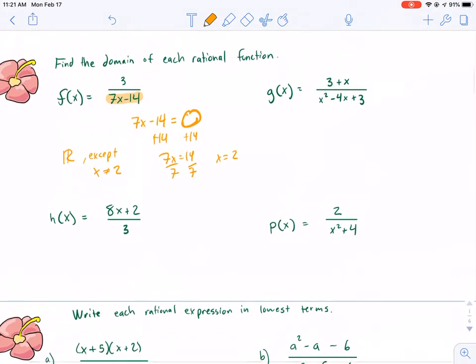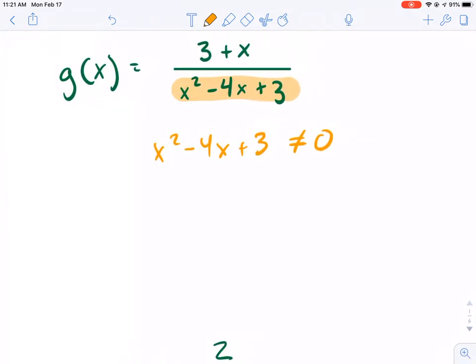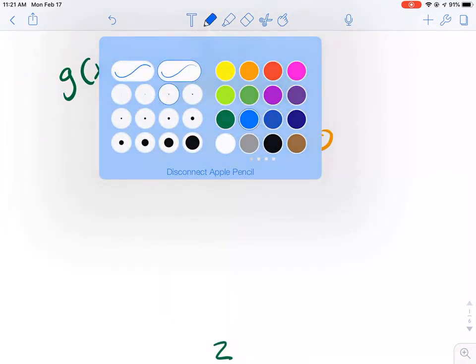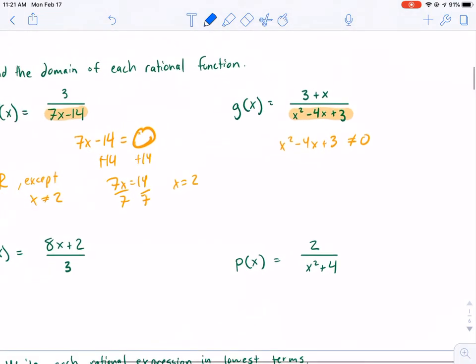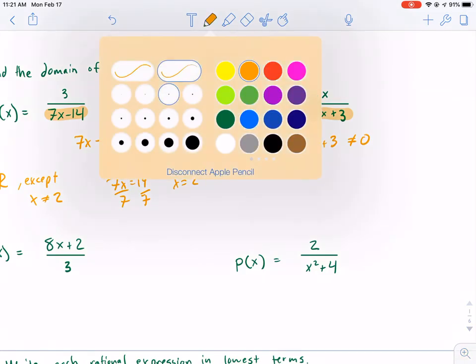Next up, we have a little bit tougher example, but the same principle applies. We cannot have x squared minus 4x plus 3 equal 0. From now on, this is kind of like the easier way to show it. You just put not equals, and then it's going to be all reals except for the values that make that equal 0.